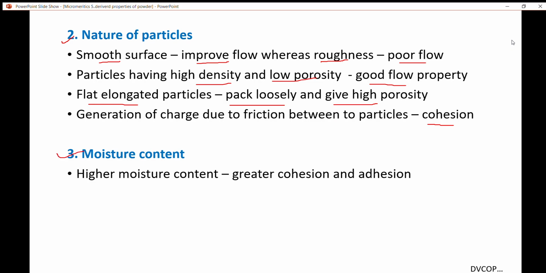Next factor is the moisture content. The higher the moisture content in the powder, the greater is the cohesion and adhesion, and due to this the flow property of that powder is poorer.